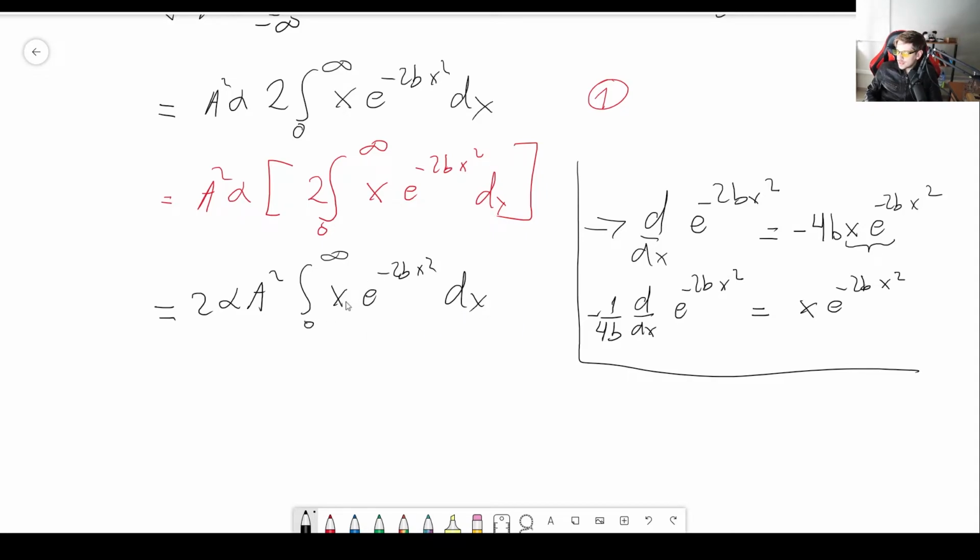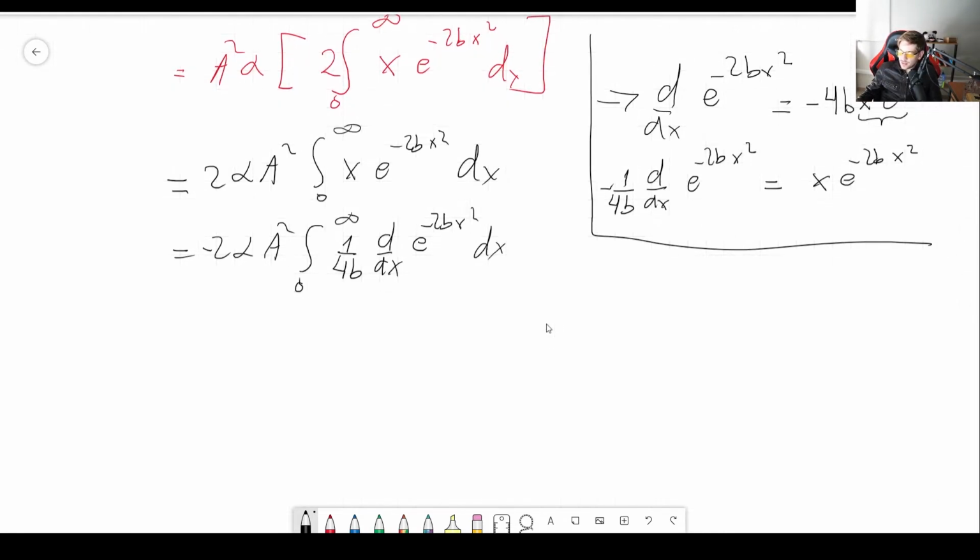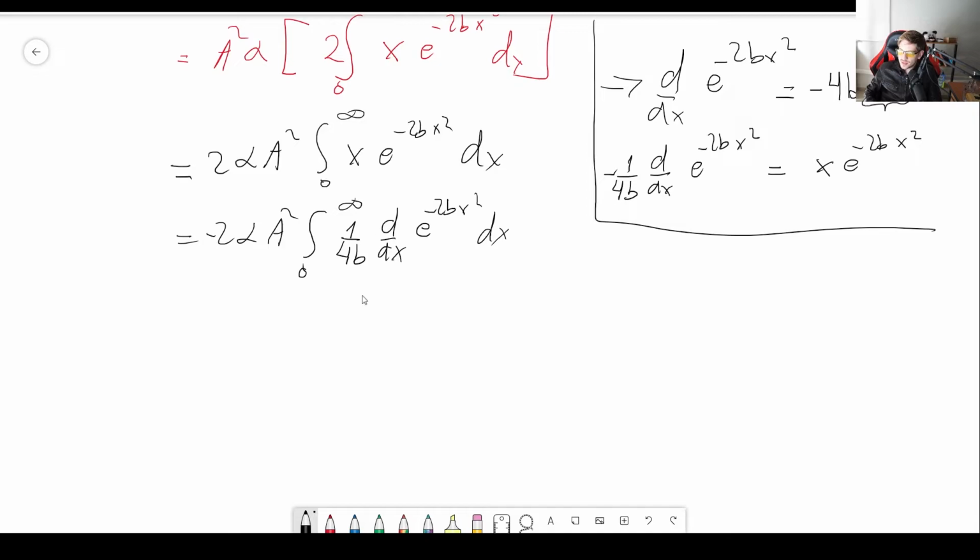So now let's replace the inside of the integral with what we just wrote down. Maybe let's put the minus sign outside, with 1 over 4b, the integral of d/dx of e to the minus 2bx squared dx. And here, by the fundamental theorem of calculus, we have the integral of the derivative. We are simply going to get our function evaluated at the endpoints. So we get minus 2 alpha a squared divided by 4b. And then what do we have right here?